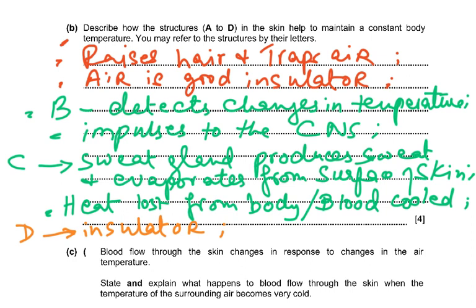Then C was the sweat gland. Sweat gland produces sweat and evaporates from the surface of the skin, and heat is lost from the body, or the blood is cooled. And D acts as an insulating layer.